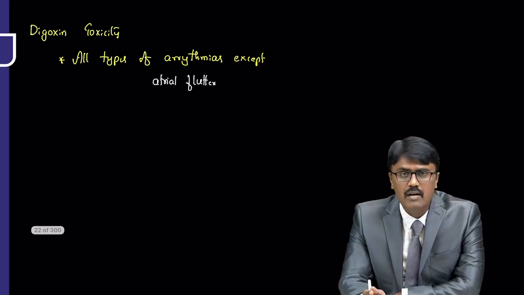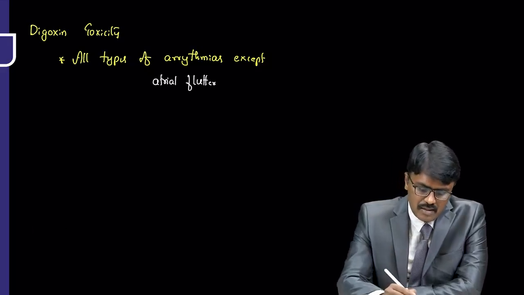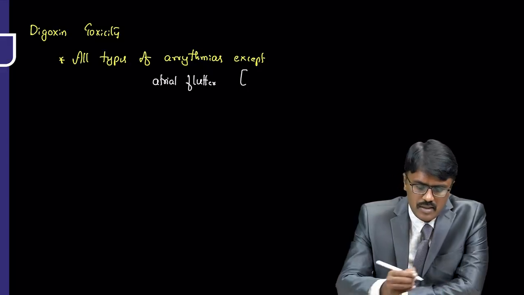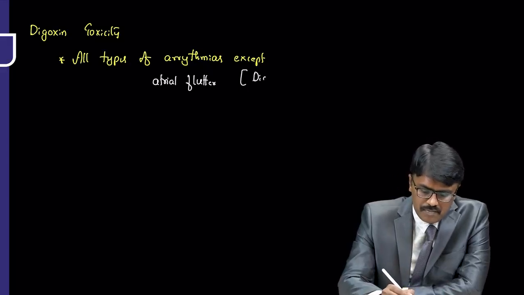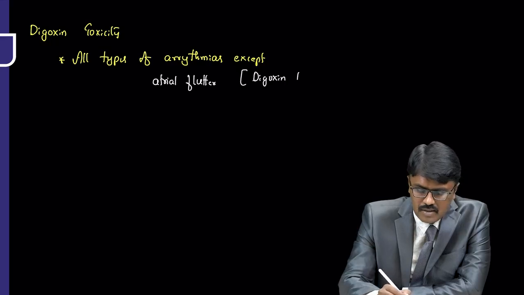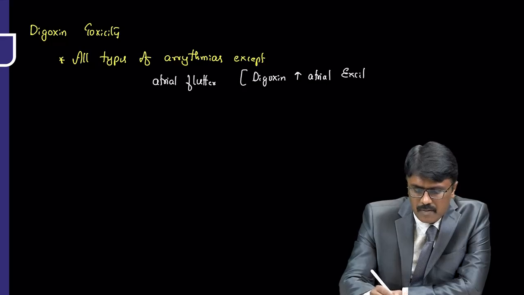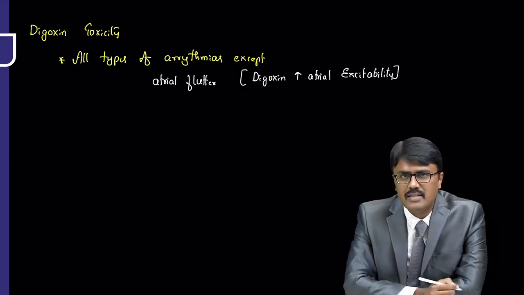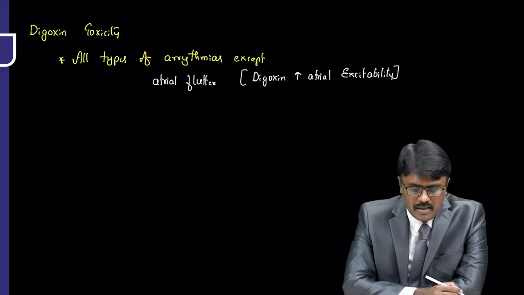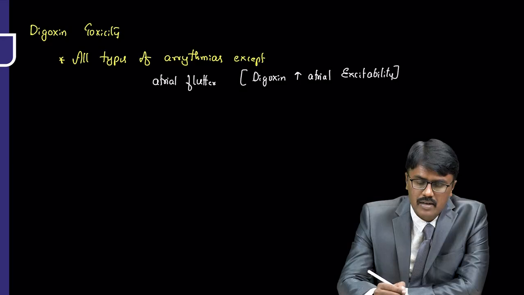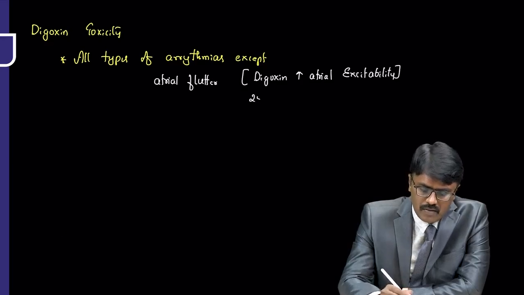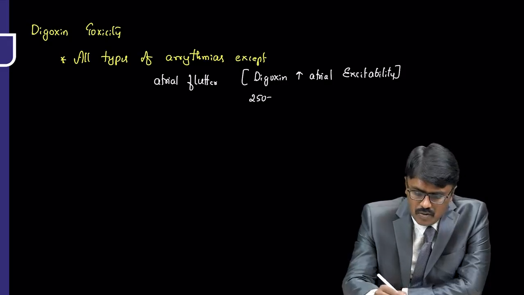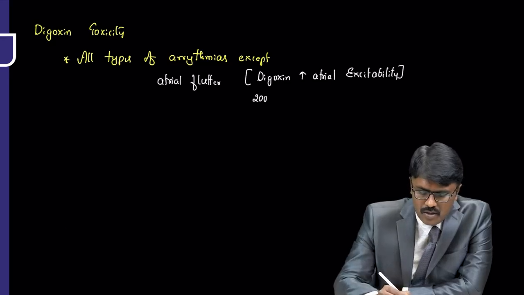Now the reason why atrial flutter is not seen is because digoxin increases atrial excitability. So what do you mean by increasing atrial excitability? Even if the patient develops atrial flutter, for example, I told you atrial flutter is around 200 to 350.